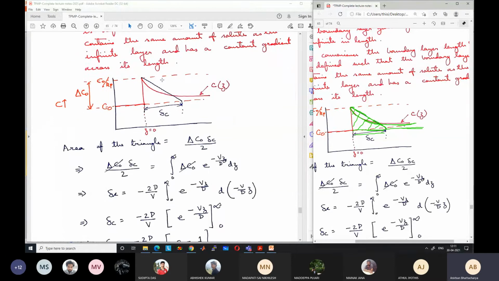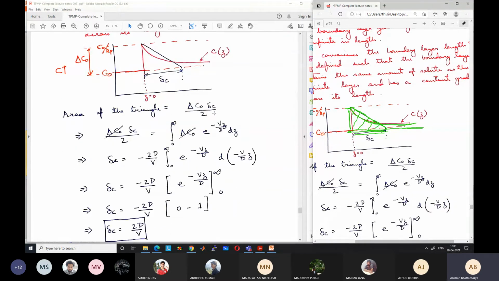So the area of the triangle: this distance is delta c0. Remember, we have defined this as delta c0. And this length is the boundary layer length, small delta c. So delta c0 into delta c by 2 is the area of the triangle. This is the amount of solute that is present within the triangle.